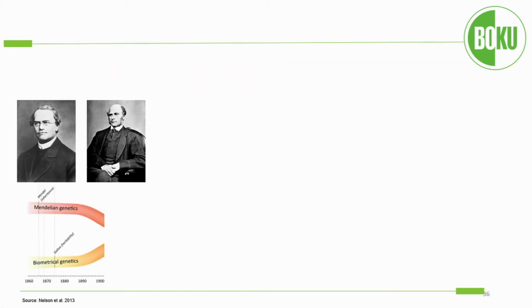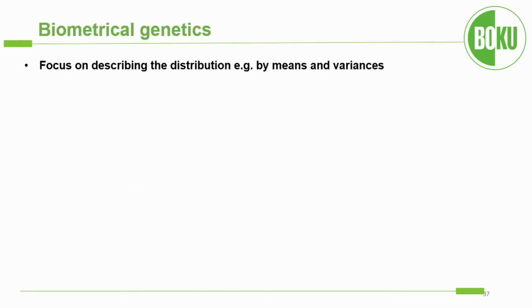So, at the same time, more or less like Mendel, there was a second school, the school of biometrical genetics, and Francis Galton was one of the most important practitioners there. They looked more into the distributions of populations, for example, by just looking at the means or the variances. And they introduced a very important concept of heritability.